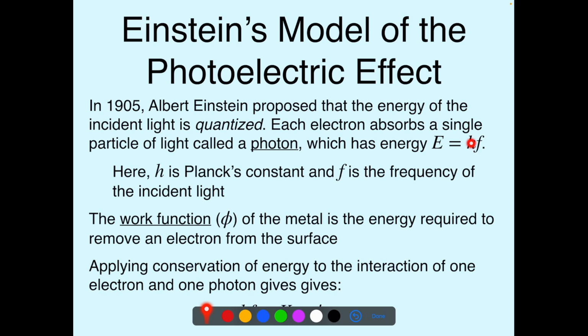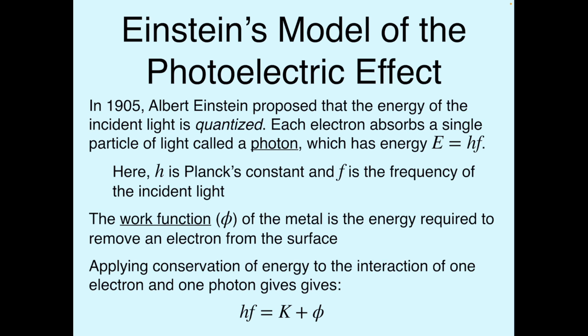And this number h is coming into play once again. That's Planck's constant from before. f is, again, the frequency of the incident light. Now let's explain what that phi from before was. Phi is called the work function of the metal. Basically, that's just the energy that's required to remove an electron from the surface. It's going to take some energy to actually remove the electron from the surface because it's bound to it, attracted to it in some way. So however much energy it takes just to remove the electron from the surface, that's called phi, the work function.